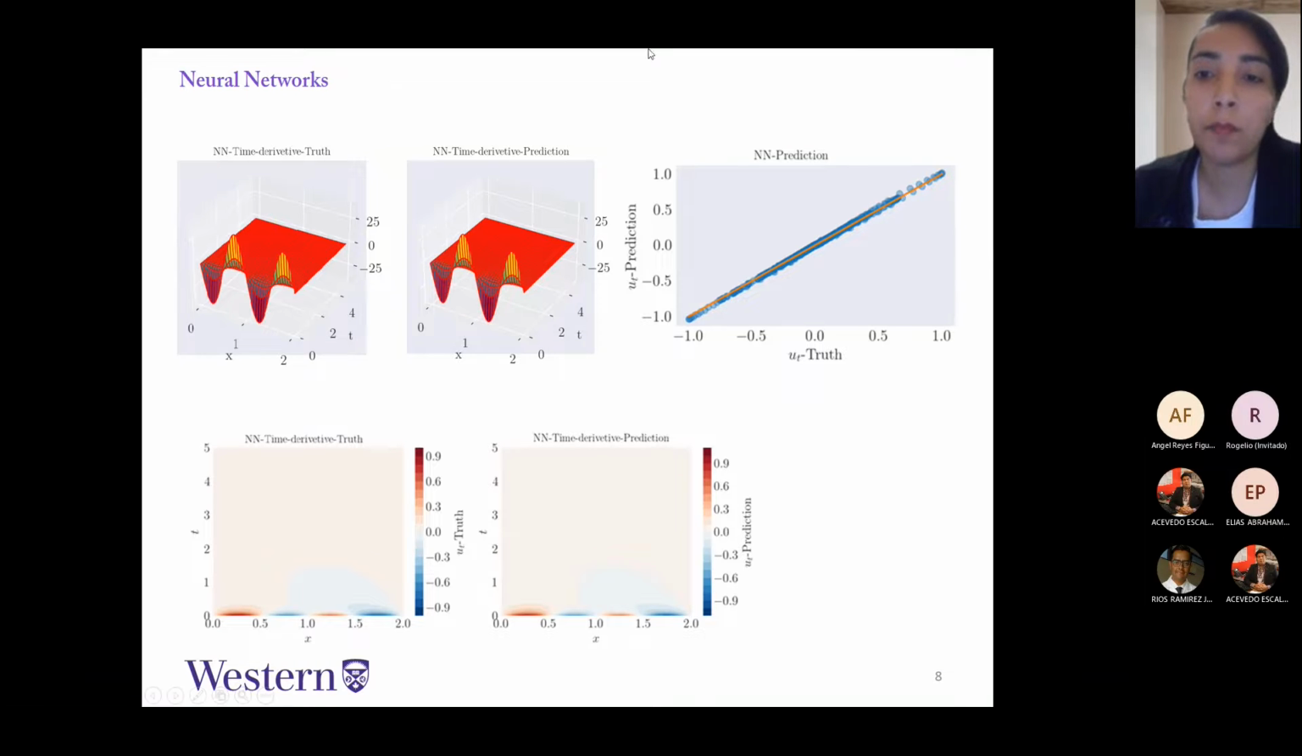As we can see here, the x-axis is the exact value for time derivatives, and the y-axis is the time derivative predicted by the neural network. The figure shows that neural networks can approximate the time derivative perfectly. By comparing the result of the neural network in these figures, this one and this one, we can see that the neural network can predict the equation perfectly.